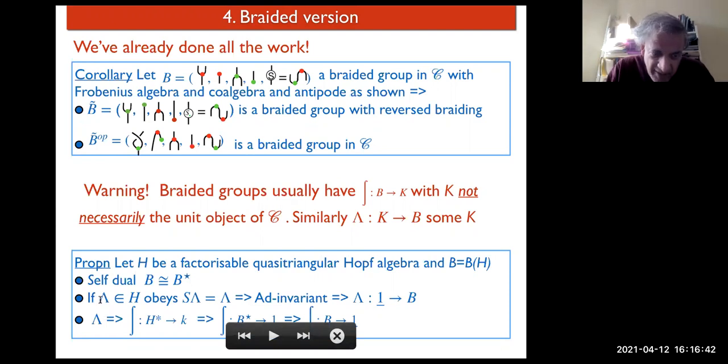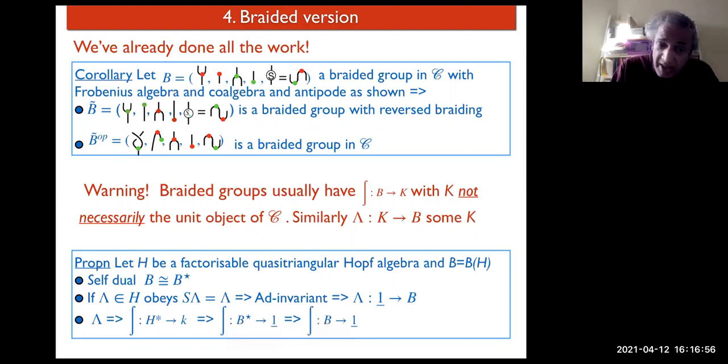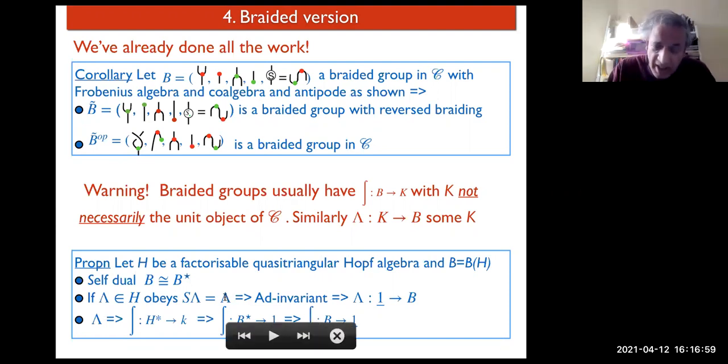So it's both a left integral and also a right integral in the original Hopf algebra. And that is true for all UQGs. So UQGs are unimodular on the algebra side. If you like, the condition is that the antipode applied to lambda should be lambda. Now, if that's the case, then you can check that that means that lambda is invariant under the adjoint action. And that then implies that we have a morphism from the trivial object of the category. One is the trivial object.